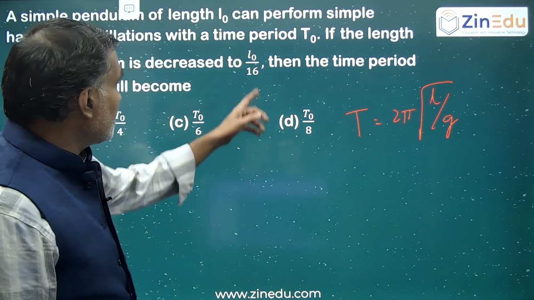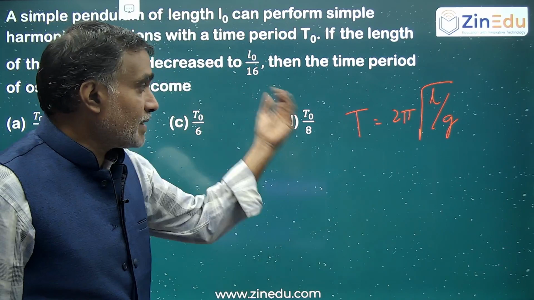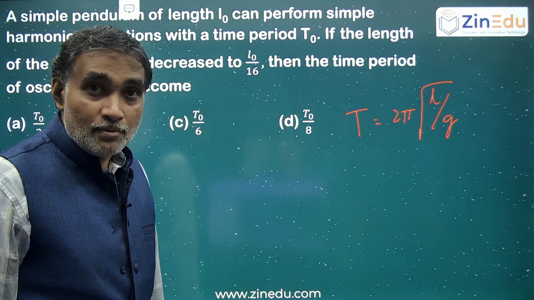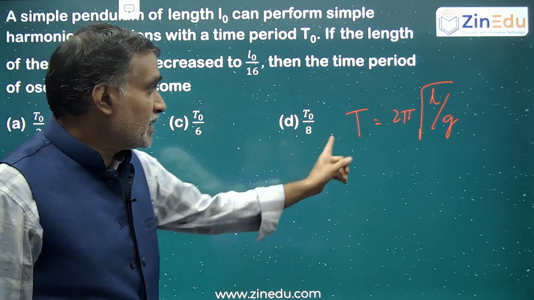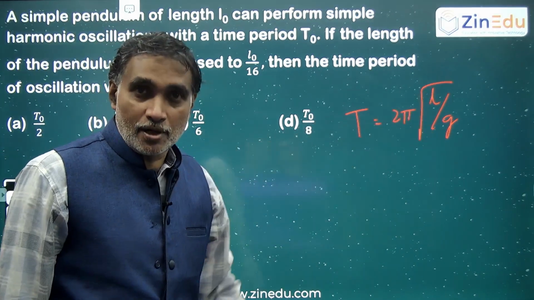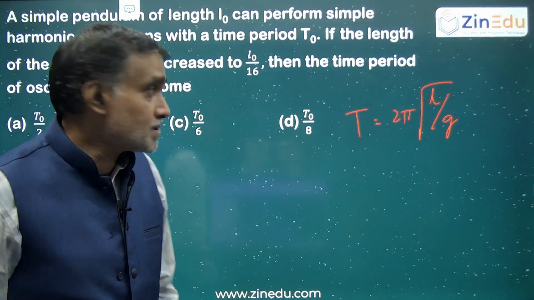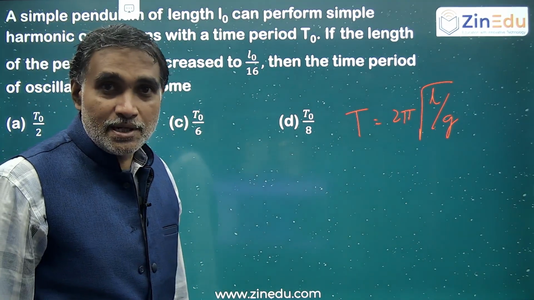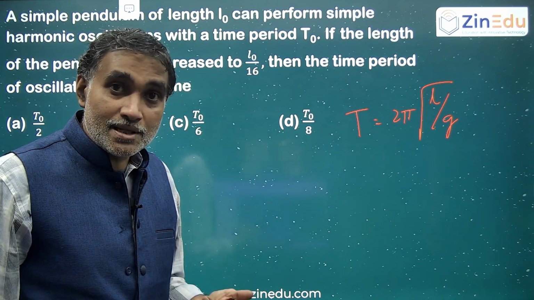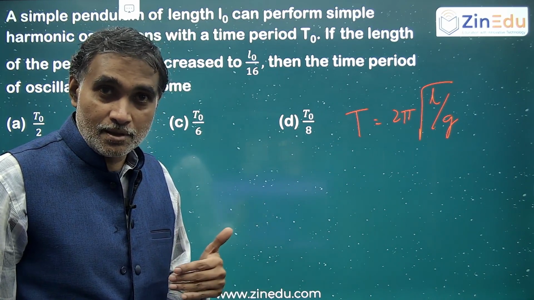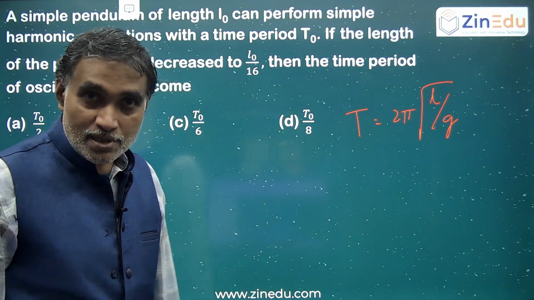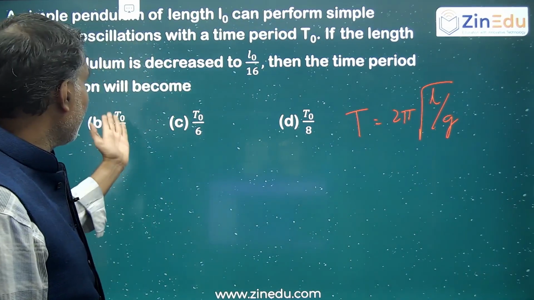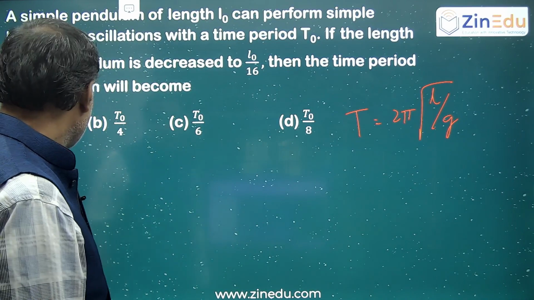So, when length of the pendulum is decreased 16 times, then time period should become 1/4. Time period is proportional to root of length of the pendulum. If others are constants, then if length decreases by 16 times, then time period decreases by root of 1 by 16, that is 1/4. So, time period becomes T naught by 4 I will get. Earlier T naught, now it should become T naught by 4.